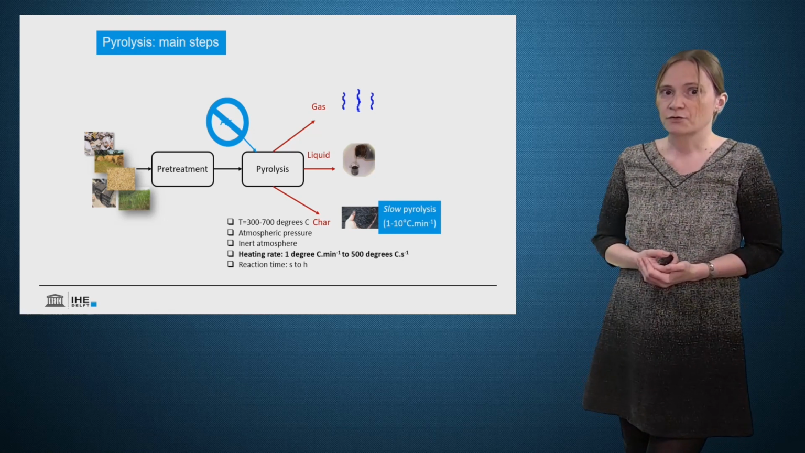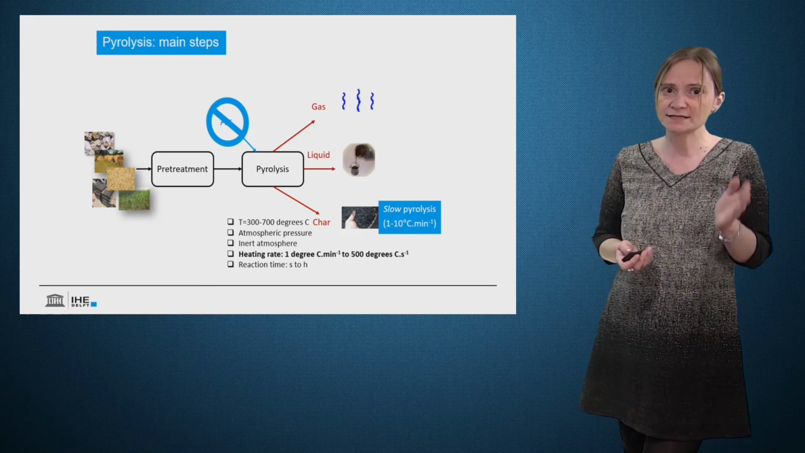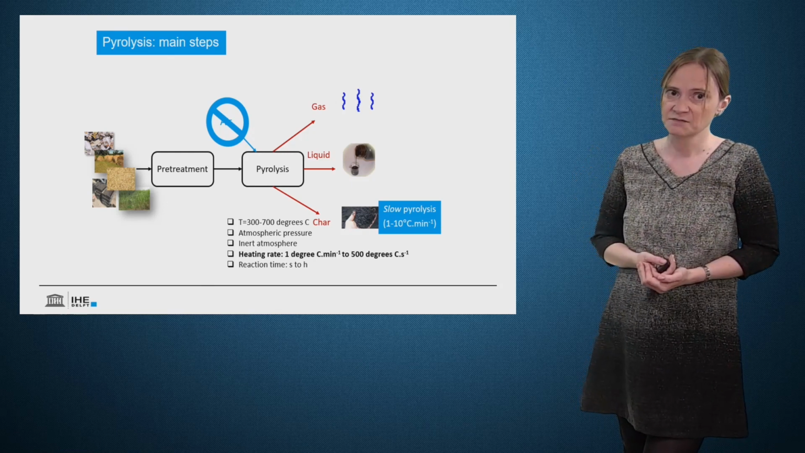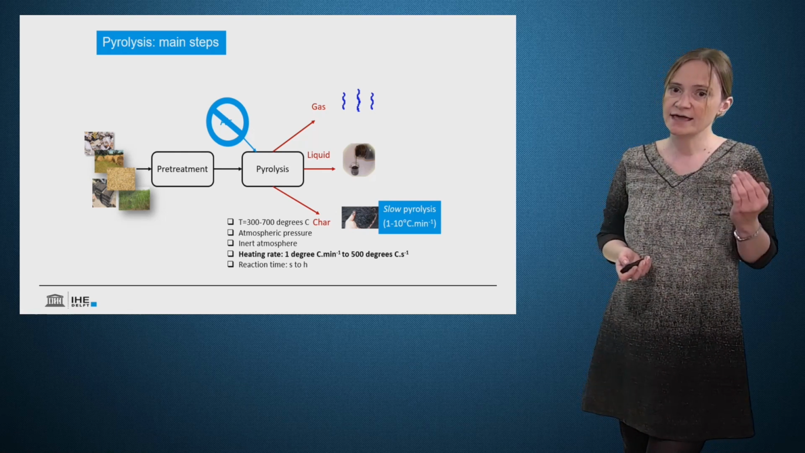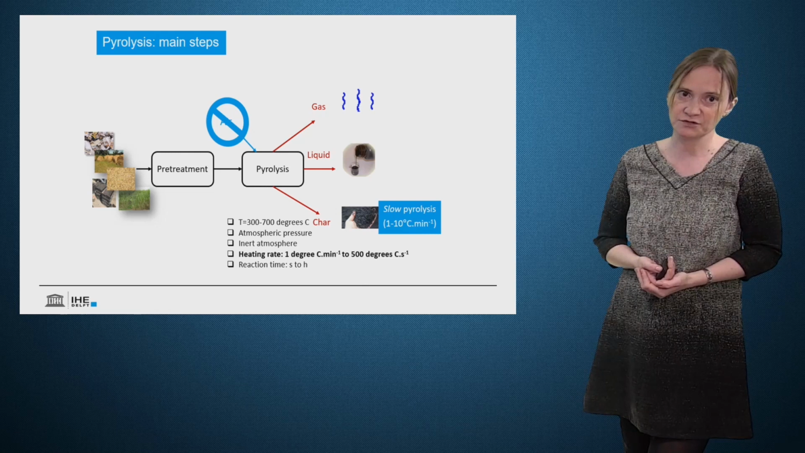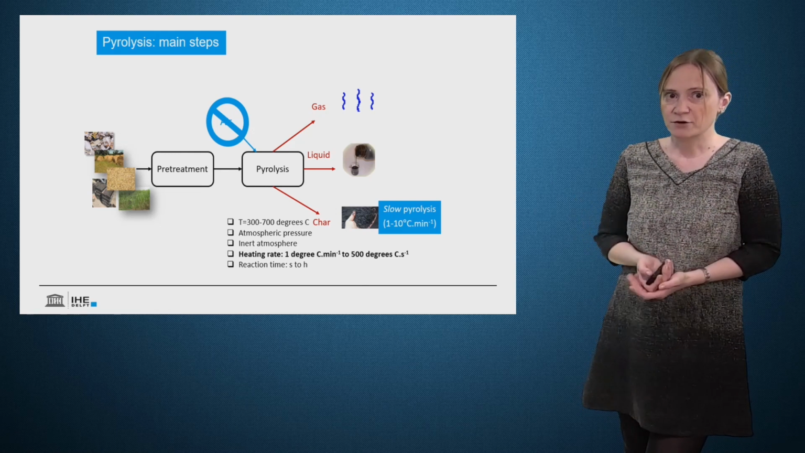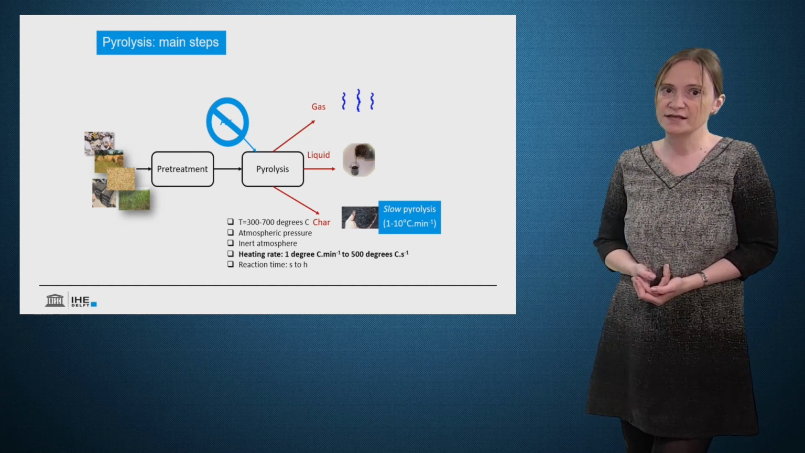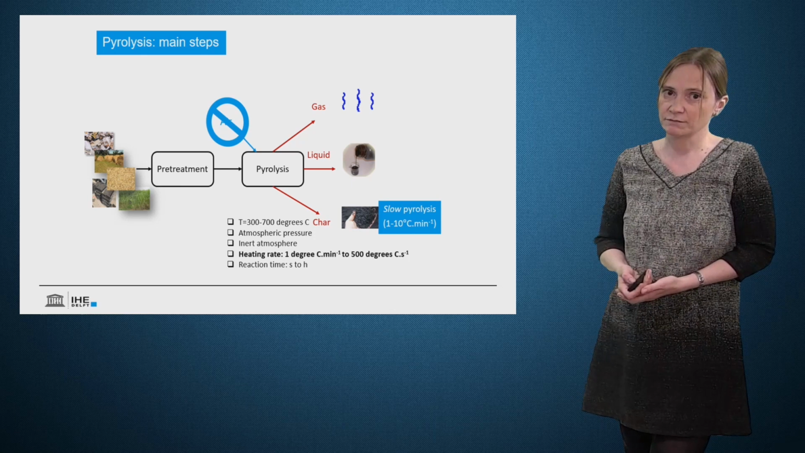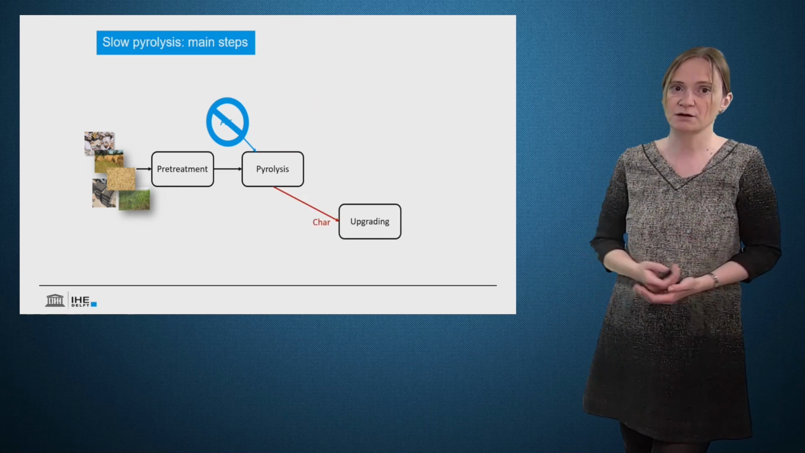We are not going to talk much here about fast pyrolysis. Fast pyrolysis aims at maximizing liquid. And just for you to have a comparison, the heating rate is in this case a few hundred degrees per second, reaction time of seconds. And then a liquid yield of about 75%, the rest being equally distributed between gas and char. But let's focus on our product, the char or biochar.